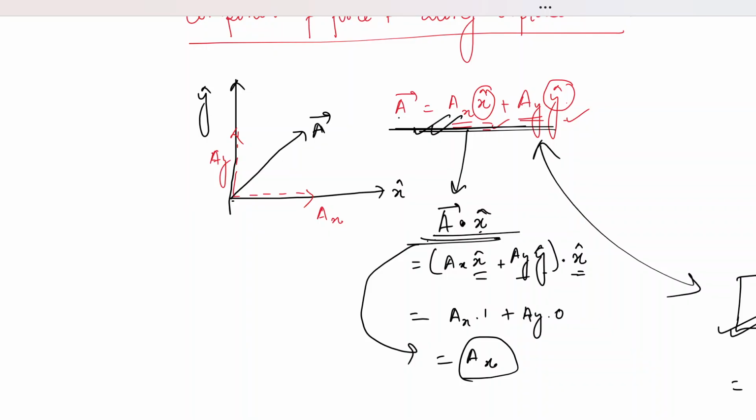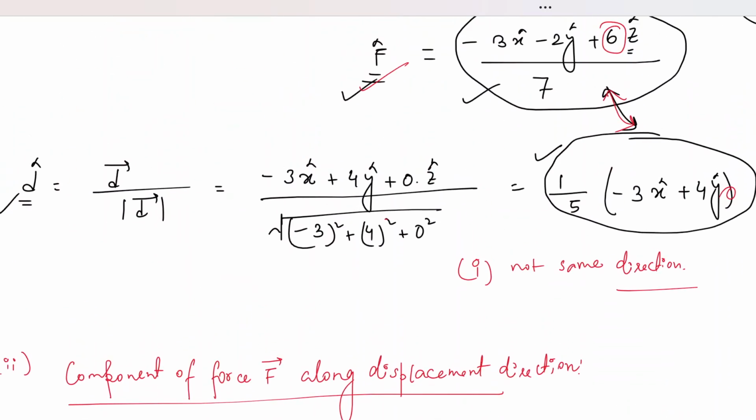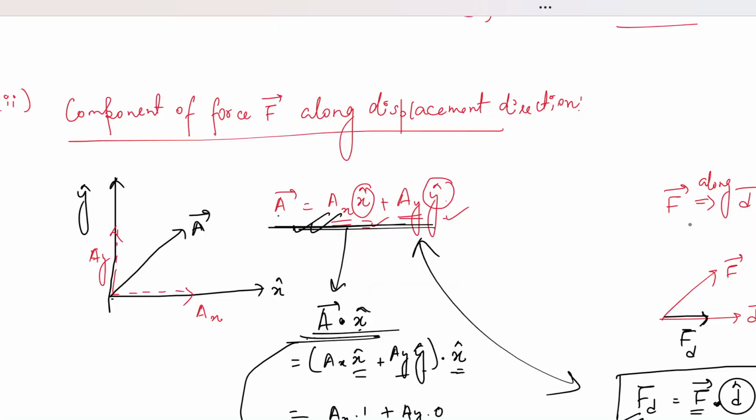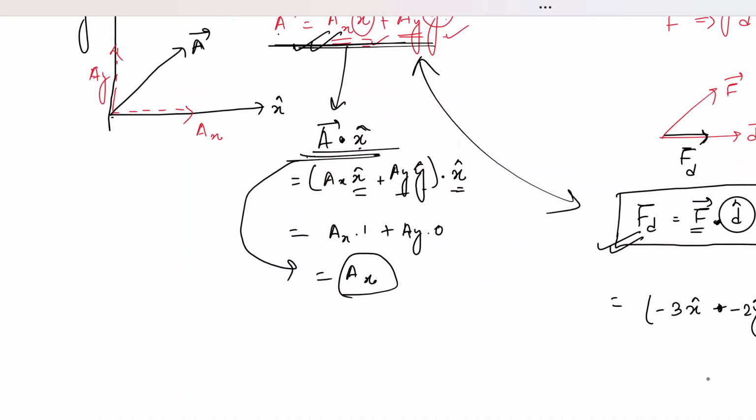So now the F vector expression is given to you already: minus 3 x cap minus 2 y cap plus 6 z cap. And d cap is the unit vector of d, so d cap is nothing but your d vector by mod d, right? That we have already calculated here. We directly use the expression: 1 by 5 times minus 3x cap plus 4y cap. So the dot product of F with 1 by 5 minus 3x cap plus 4y cap. Because 1 by 5 is a constant, you take it outside.